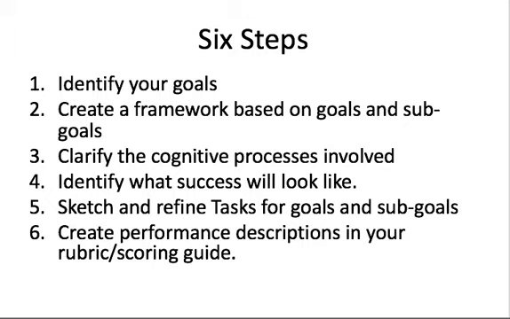Second thing, create a framework based on your goals and sub-goals, kind of what we did for the past 2 assignments, right, where you are identifying your objectives and then creating a paper and pencil assessment aligned to those goals. 3, clarify the cognitive process involved, making sure you know what students have to think about or do cognitively in order to succeed, which leads to 4, figuring out what success is actually going to look like. What do I want my students to really be able to do?